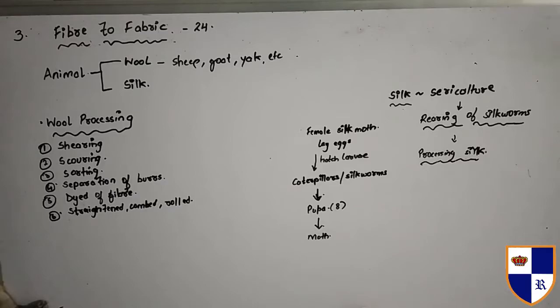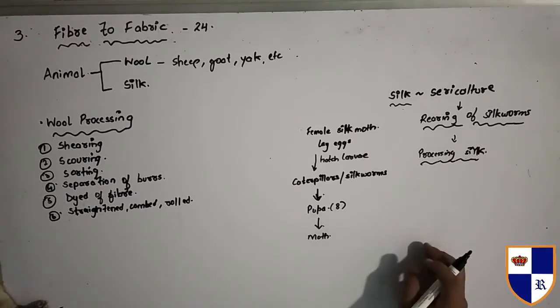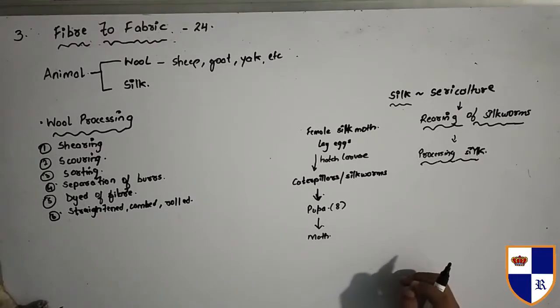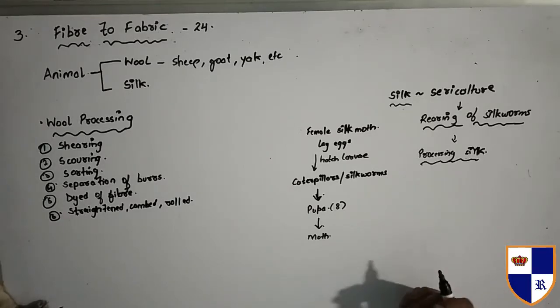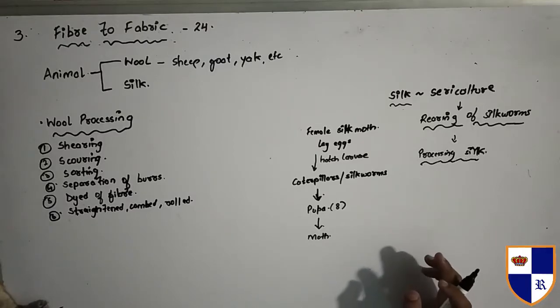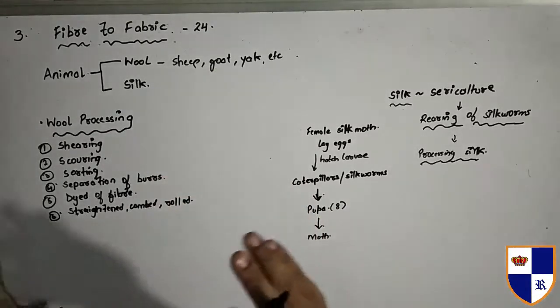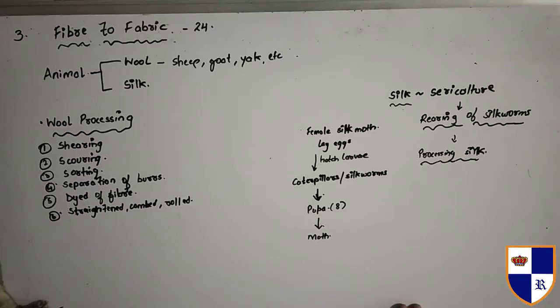Likewise, even in sheep, yak and goats, the types of hair are different. We obtain wool mainly from sheep. We also get wool from goat and yak. It's obvious, but let us concentrate on the sheep.